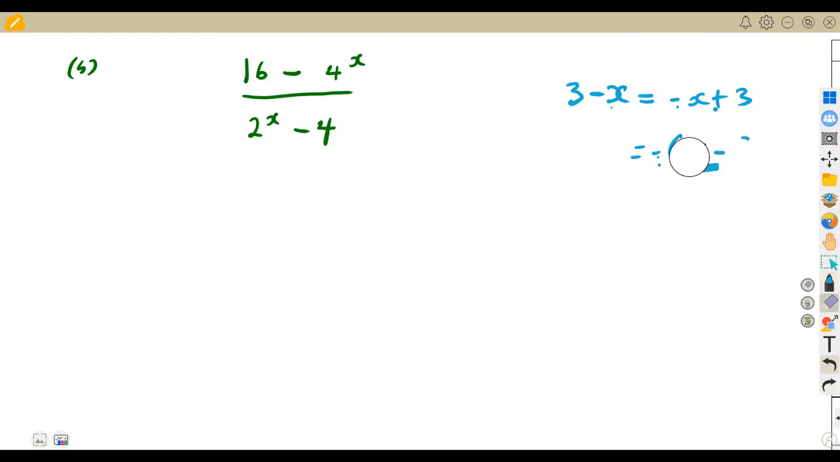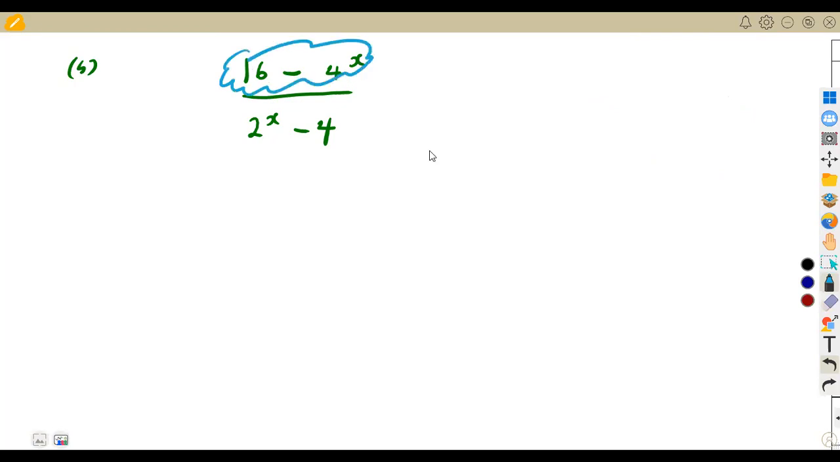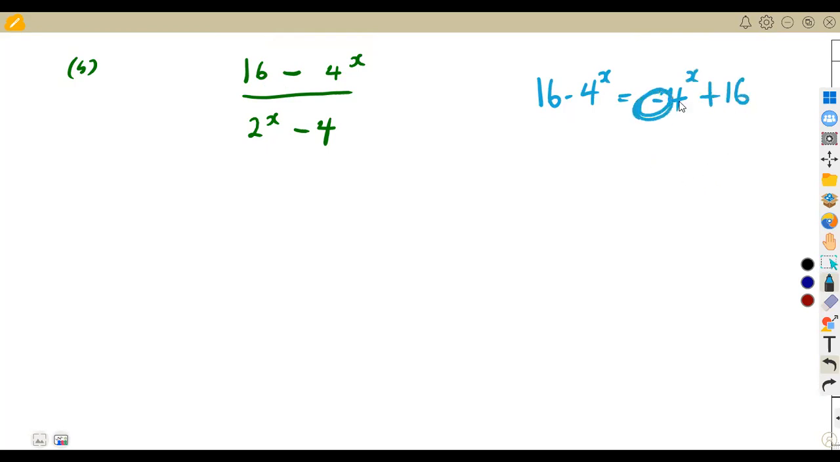So using this same situation, we can see that on this 16 minus 4 to the exponent of x, we can have this as minus 4 to the exponent of x plus 16. But since I want this to be positive, I factor out a negative, so that a negative and a negative give us a positive. So it's now positive 4 to the exponent of x. And a positive divided by a negative is a negative, so it's negative 16.